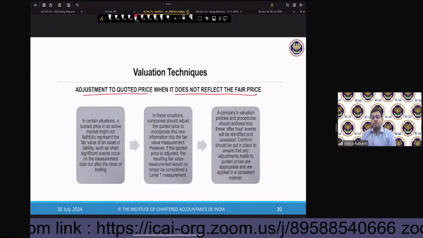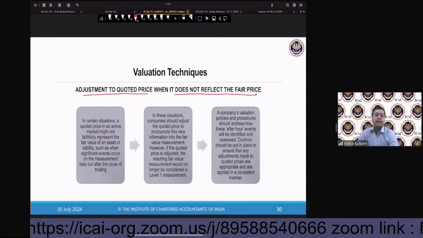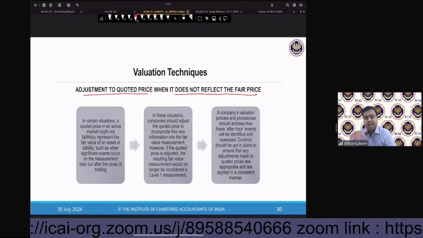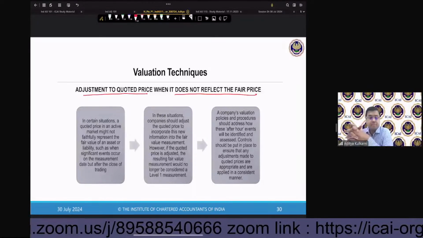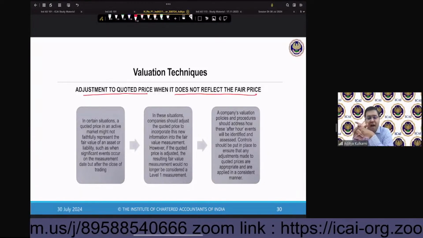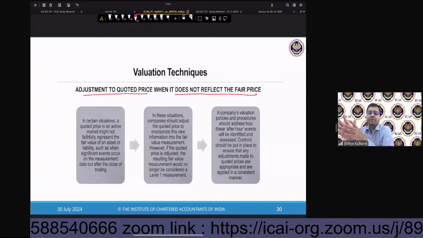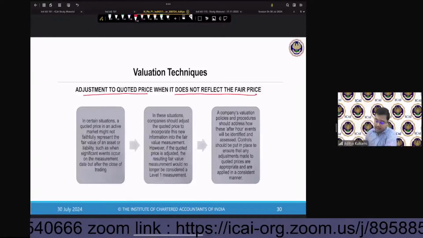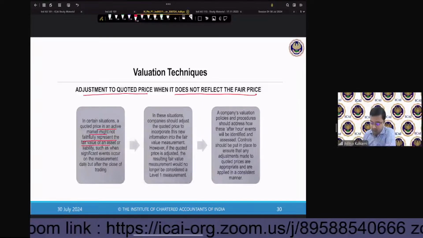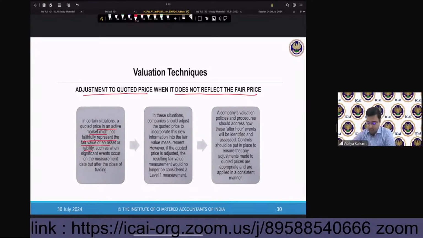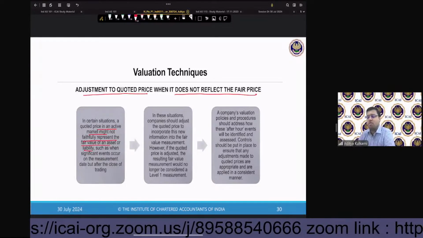What are you going to do? Yes, 500 has become 850. Clearly, you have to show 850. The problem is, how can you show 850, because as at closing, the price is only 500, and tomorrow it is 850. That is where the standard says, in certain cases, a quoted market price in an active market might not faithfully represent the fair value of the asset or liability, such as when significant events occur after the measurement date, or on the measurement date but after the closure of trading.